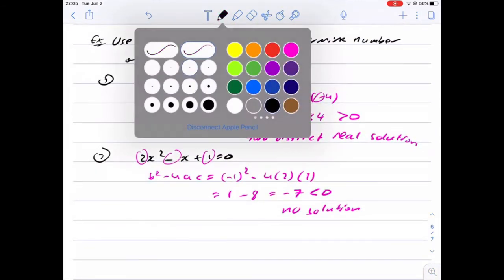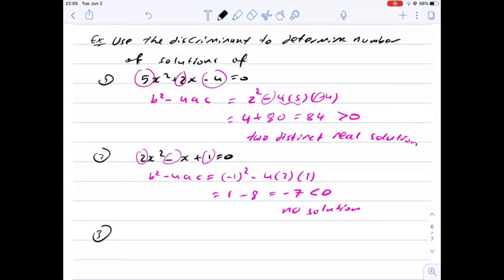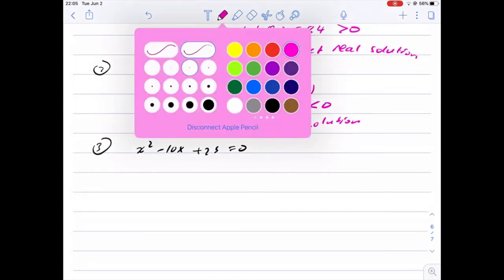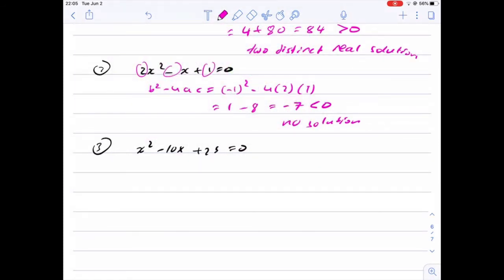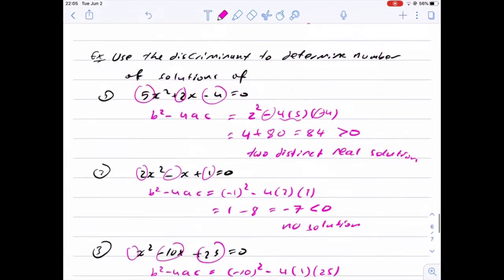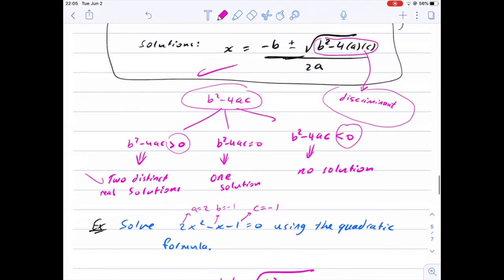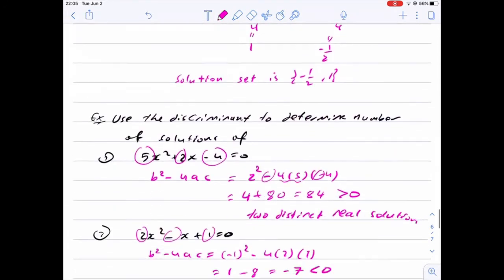Let's take another example. If we have x squared minus 10x plus 25 equals 0, then b squared minus 4ac is, b squared is negative 10 squared minus 4 times a is 1 times c is 25. This is 100 minus 100, which is equal to 0. If the discriminant is equal to 0, then we only have one solution.